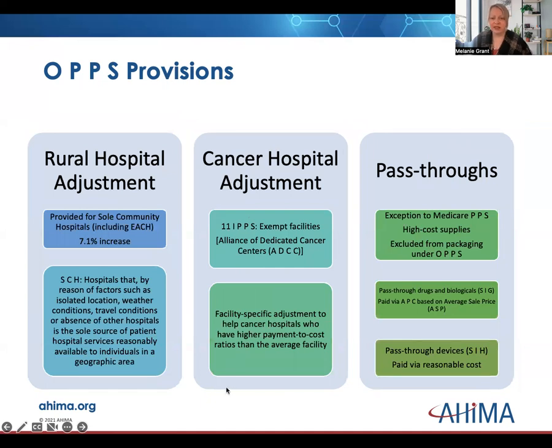Other provisions that can affect your payment: where are you located? So we have three different provisions here, two different locations and one condition that can affect your payment and increase the amount that you're paid. And this is basically a service that's going to either apply or it doesn't. The first is our rural hospital adjustment. In a specific type of rural hospital where it's the only community hospital, or SCH, there's a 7.1% increase.